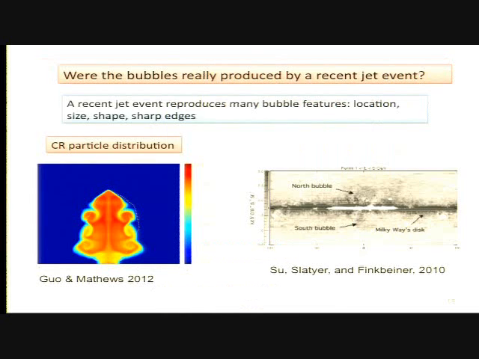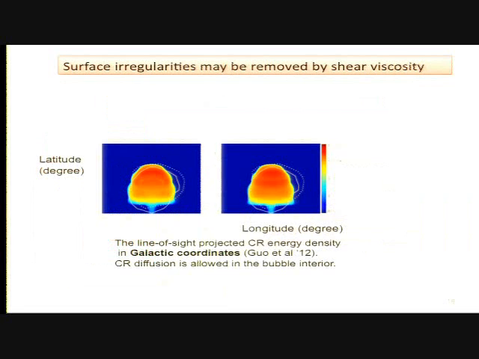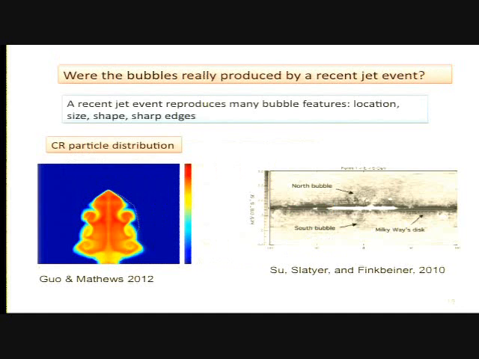Such a simple jet simulation can reproduce many bubble features, like the location of these bubbles, just near the galactic center, and the size is kpc size. I show this dotted line, which is the edge of the observed Fermi bubble. And also the edge is sharp. So the main discrepancy is that our bubble edge is irregular, while the observed Fermi bubble has a very regular, smooth edge.